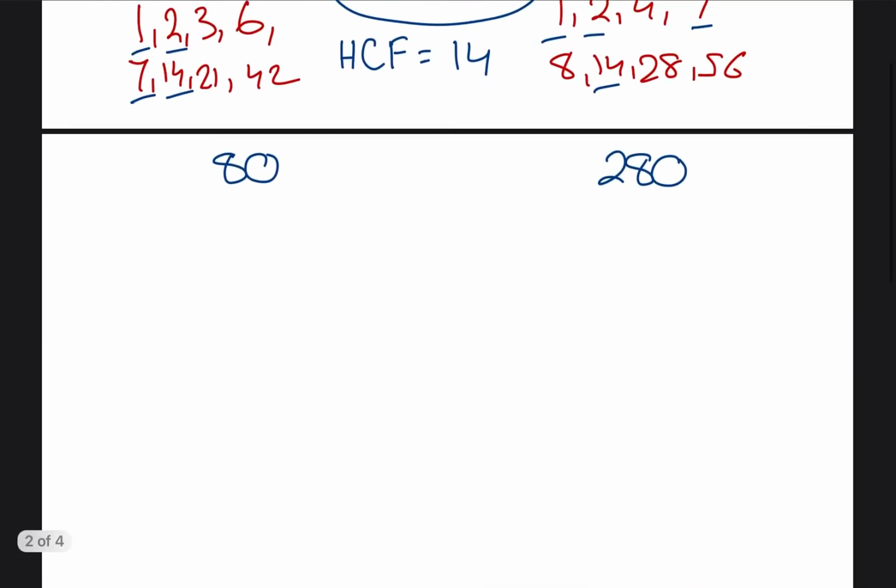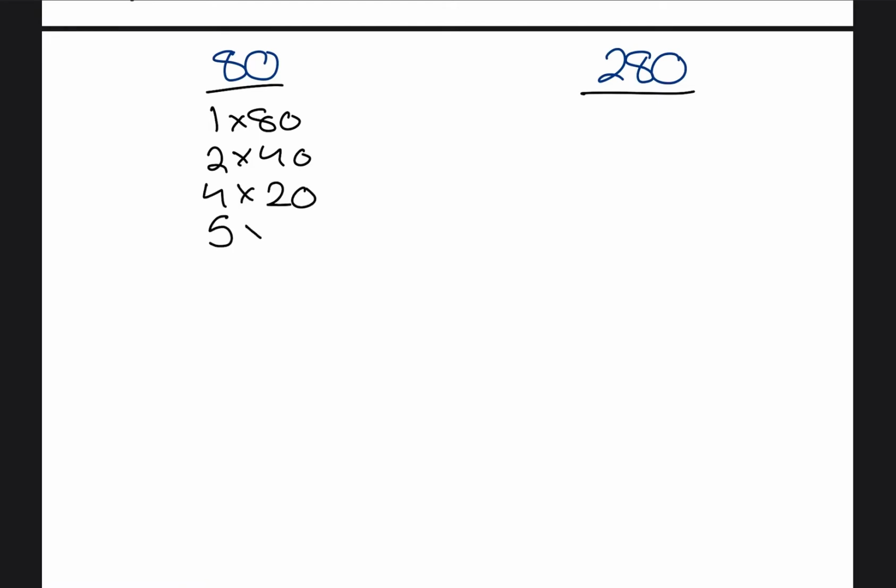Okay, next one. 80 and 280. Well, let's just go through this in the same method. 1 times 80. 2 times 40. 3 doesn't go into it. 4 times 20. 5 does. That'd be 5 times 16. 6 doesn't. 7 doesn't. 8 does.